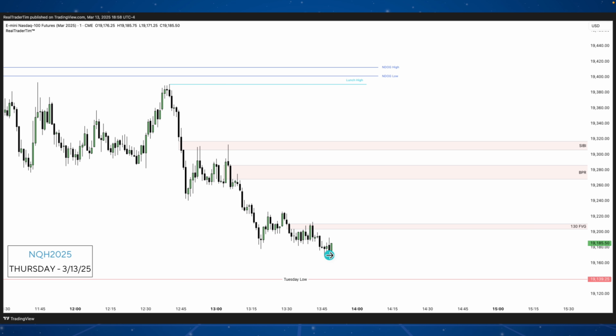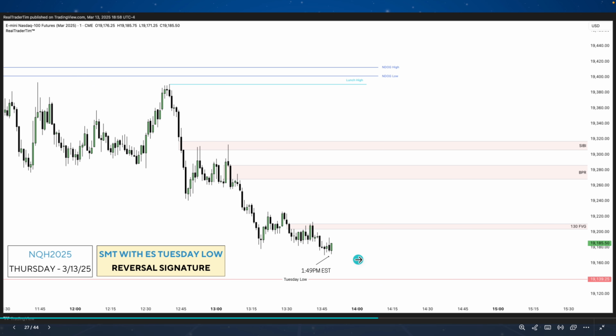Okay, so 149, what does that mean? Right? We're right ahead of the macro window. So shouldn't we expect price to go down there? It could, but what do we need to understand at this point? At that moment, we had an SMT with ES. ES had taken out this daily low from earlier in the week, while NASDAQ was failing to. So we're seeing a crack in correlation ahead of the macro window.